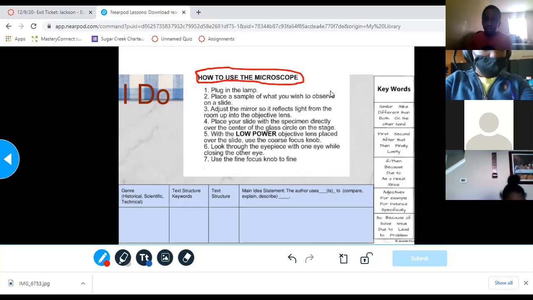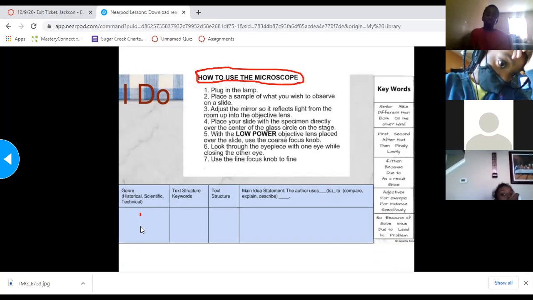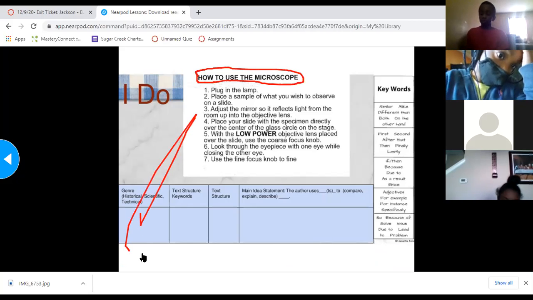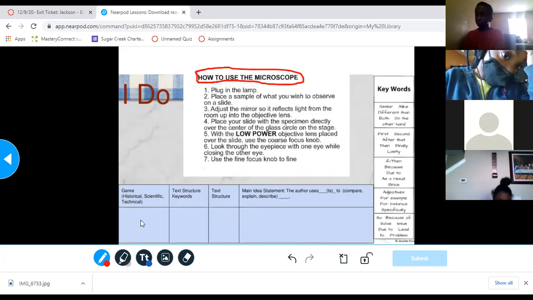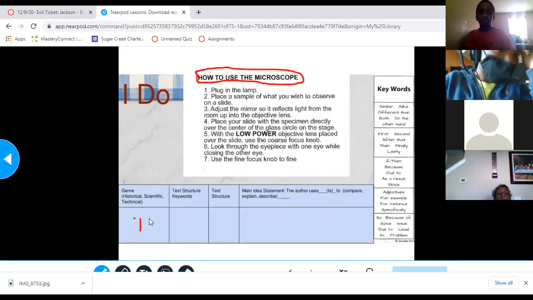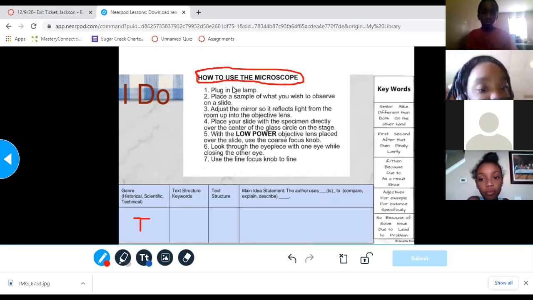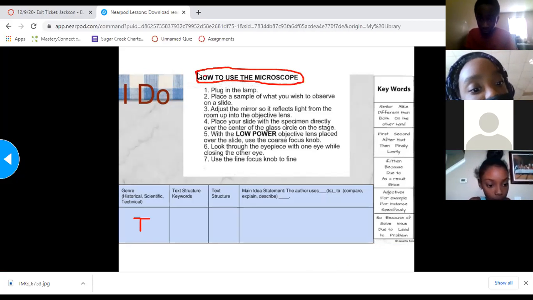We know that technical text tells us how to do something. So I would then write a T right here for technical, because it's literally telling me how to use the microscope. And that is the name of the passage, how to use a microscope. So I'm going to write a T here for technical. I already have my title box, so it's telling me how to do something. "How to" is another sign of technical text, teaching us how to do something.